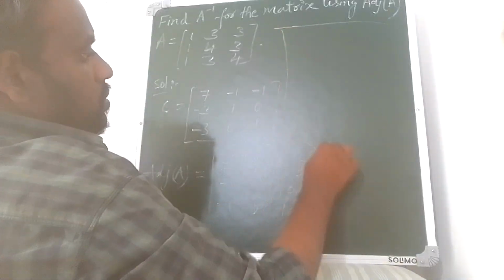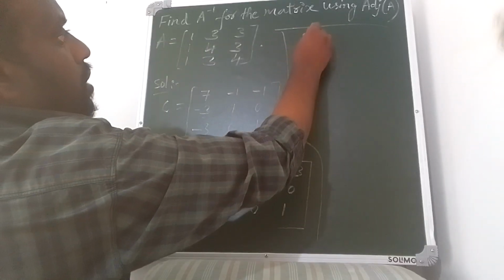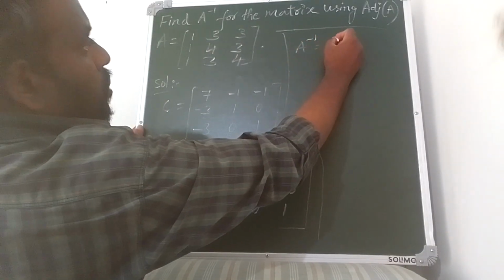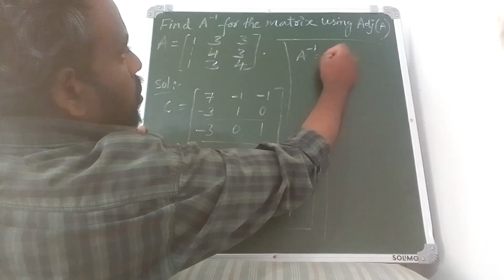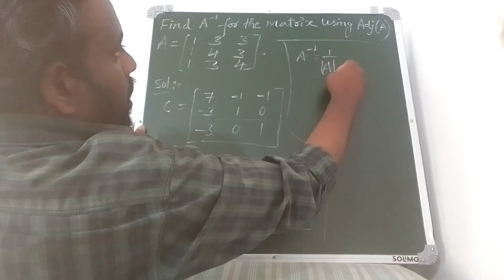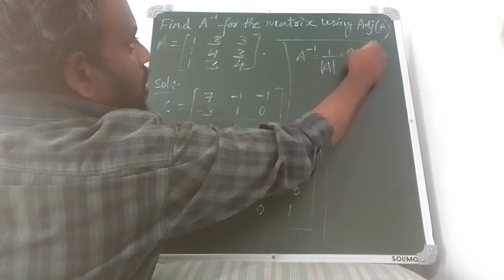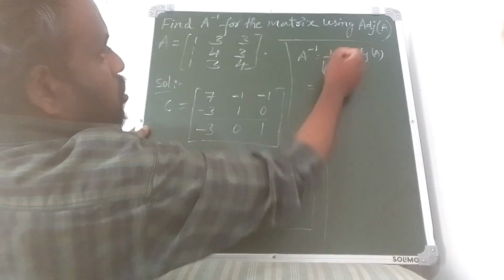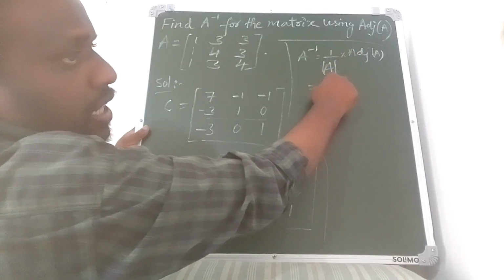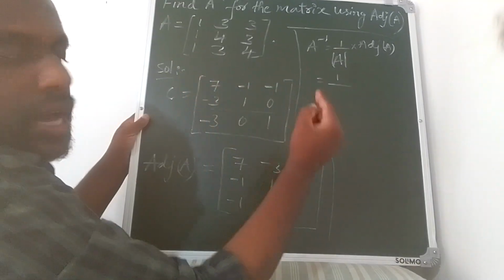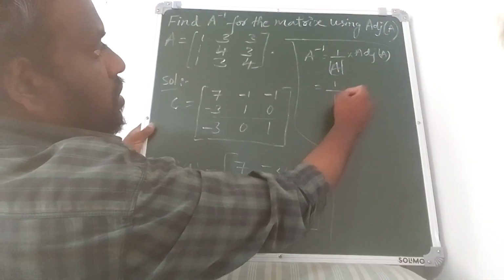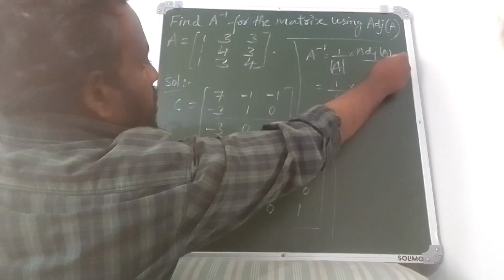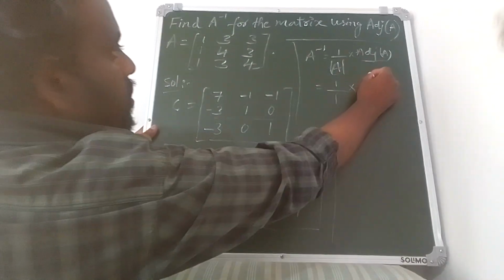Here I will show. See, for A inverse there is a formula you have to remember. A inverse is equal to 1 by determinant A into adjoint of A. Now substitute: we got determinant A is 1, on the back side of the board I have shown this is 1. So into adjoint of A is this. Write it here.